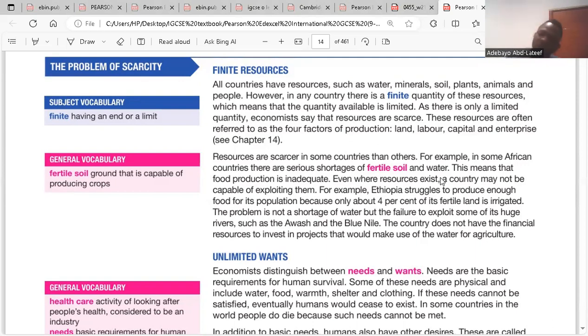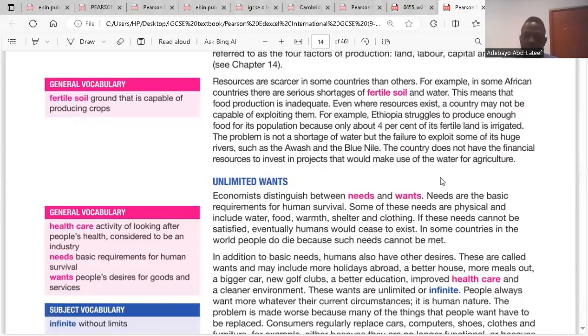Is it clear? Okay. Then go to unlimited ones. Here we're talking about our basic needs and wants. Unlimited wants is distinguished between needs and wants. For needs, we're talking about resources that our living depends on. Without these things, we cannot live or survive. That's why we call them needs. These are basic requirements for human survival, like food, clothing, shelter, and water. That's needs.